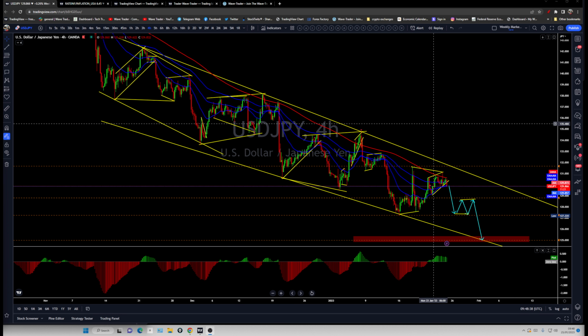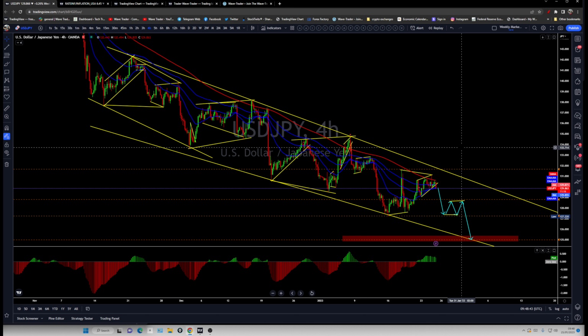So this is going to be the dollar yen setup. Dollar yen is setting up for a breakout opportunity for next leg lower.